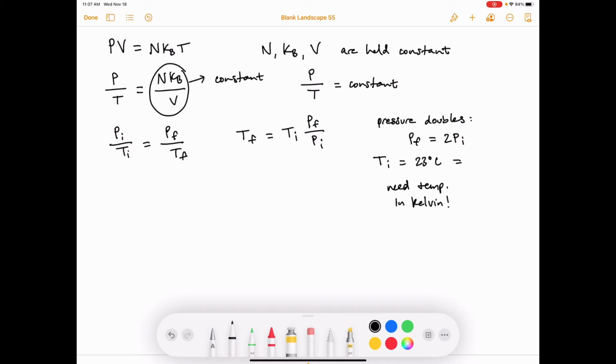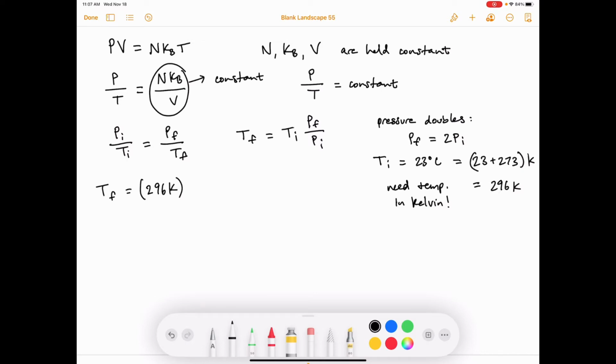So if you remember, we can take the temperature in degrees Celsius and then add that to 273 to get the temperature in Kelvin. So the temperature in Kelvin is 296. Okay, so now we can just plug in the numbers. T final is equal to T initial, which is 296 K.